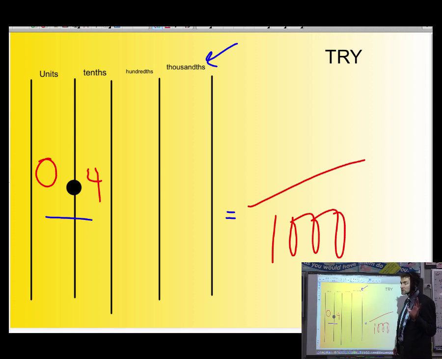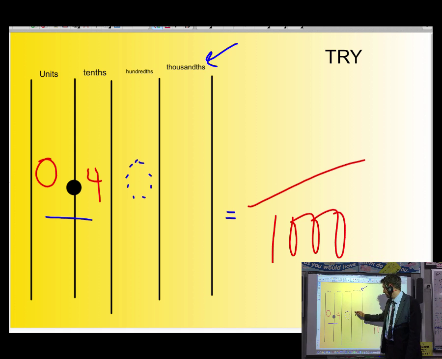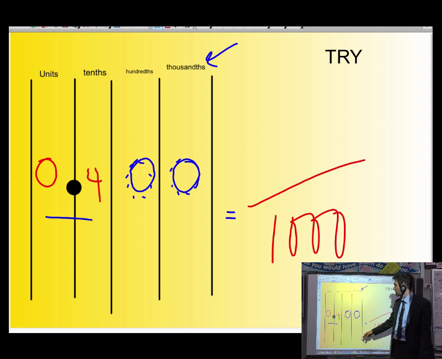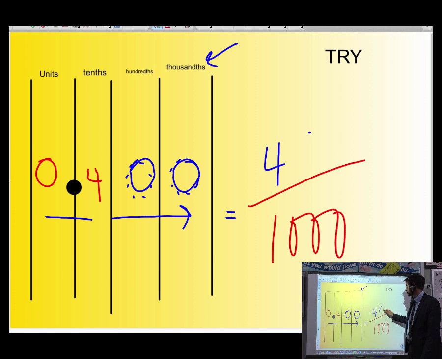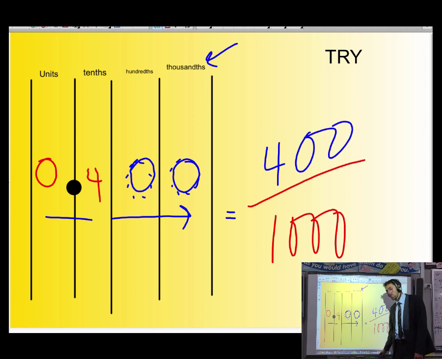Okay, I hope you paused me. What you should have done is added a placeholder there, and a placeholder there. So then you've got your value in your thousandths column, and so it would just be 400 over 1,000.